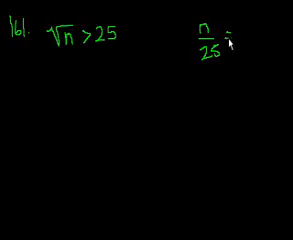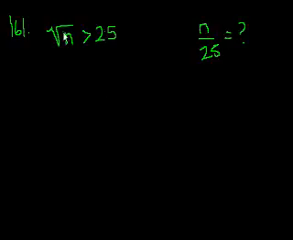We're on problem 161. The positive integer n is divisible by 25. If the square root of n is greater than 25, which of the following could be the value of n divided by 25? So what could be a valid value for n divided by 25?